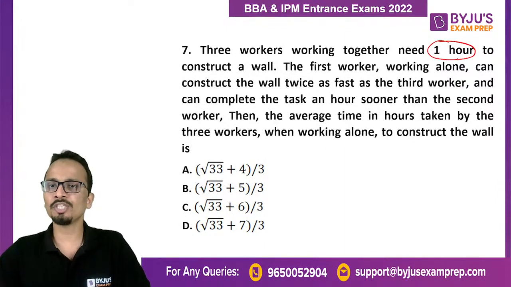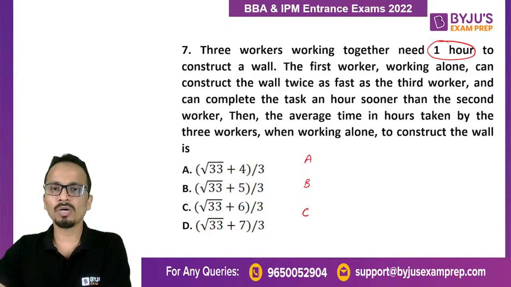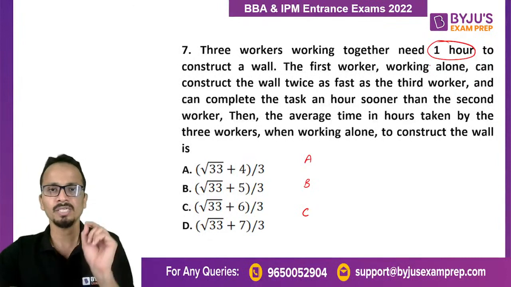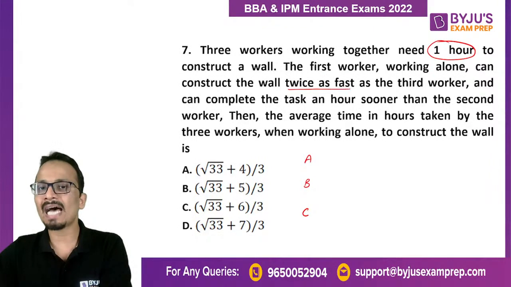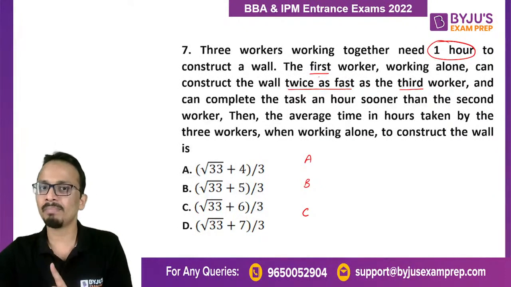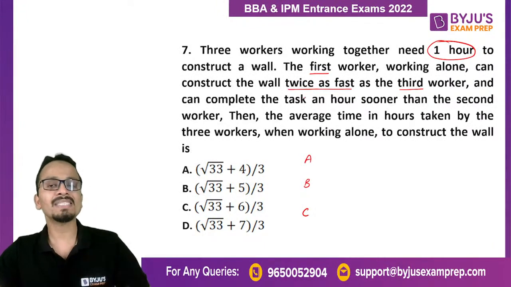Now, three workers working together. Let's say these three workers are A, B, and C. Now, they are working together and they can construct a wall in 1 hour. So, if all three of them work together, they will finish the work in 1 hour. The first worker working alone can construct the wall twice as fast as the third worker. So first worker and third worker, they have made the comparison.